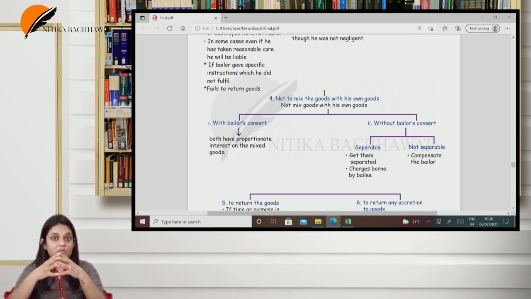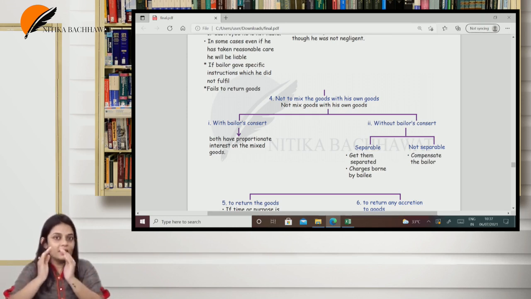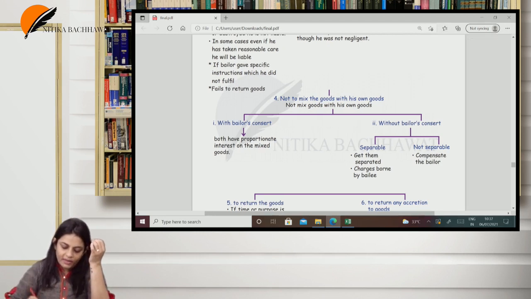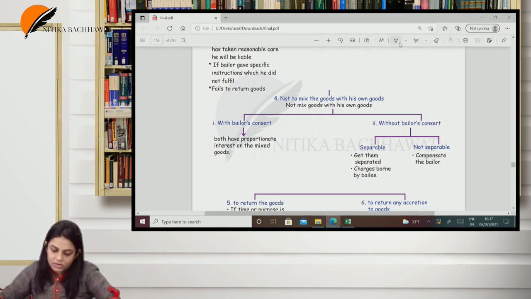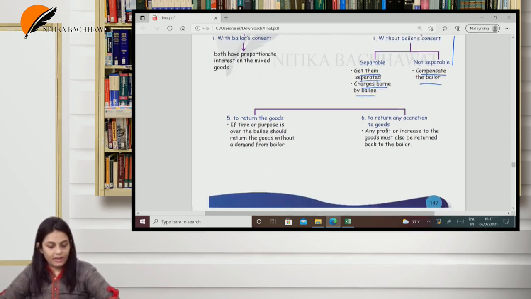On the other hand, the goods mixed cannot be separated. For example, you have mixed mustard oil and olive oil. How can I separate them? So that cannot be separated. So in case the goods are such which have been mixed and now cannot be separated, the bailee is supposed to pay the reasonable charges of the goods to the bailor, right? With the bailor's consent, both will have proportionate interest on the goods. If it is mixed without the bailor's consent, if they are separable, then get them separated, charged by the bailee. Not separable, compensate the bailor.